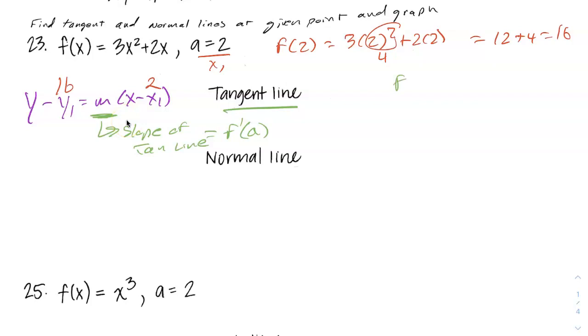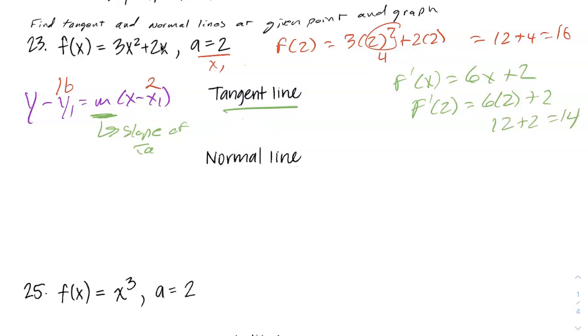So we just got to find the derivative and then plug in 2. Let's take the derivative. That'll be 6x plus 2. The derivative of 3x squared is 6x, and of 2x is just 2. Then we plug in 2, so we get 6 times 2 plus 2, so 12 plus 2 is 14. So my tangent line, plugging in 14, is y minus 16 equals 14 times x minus 2.